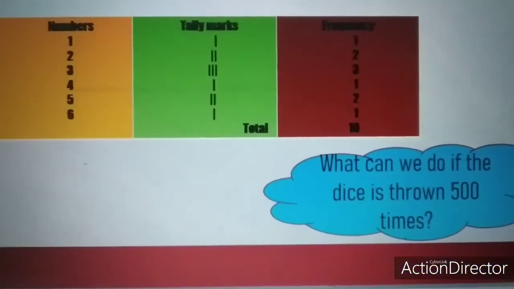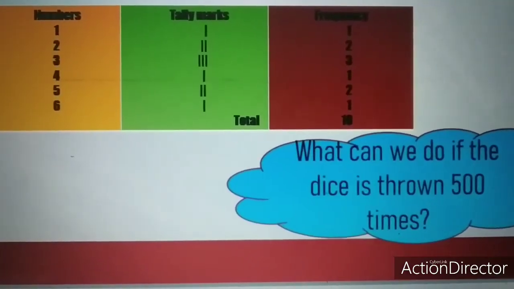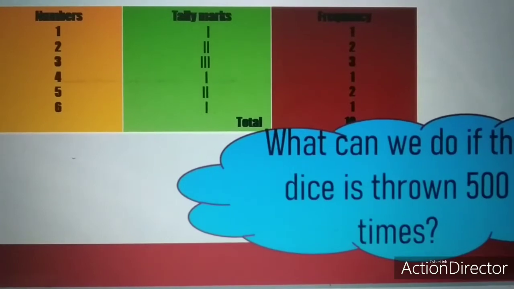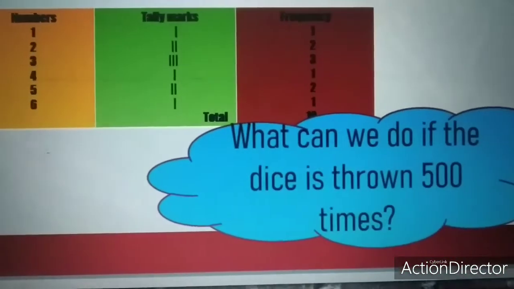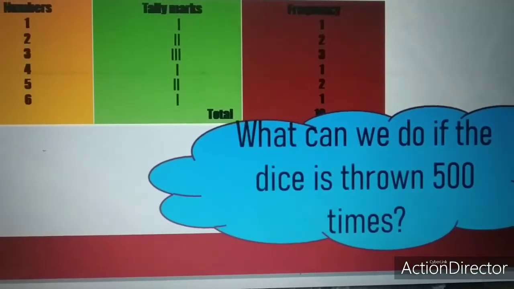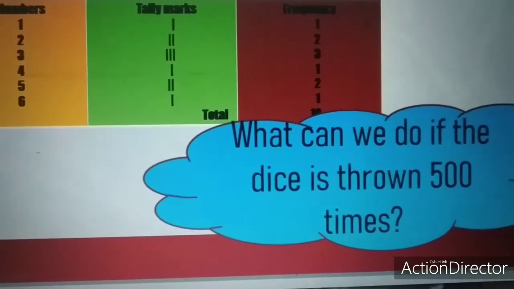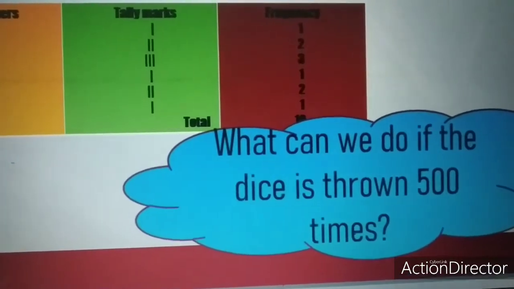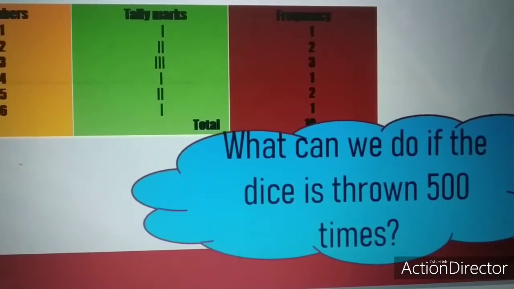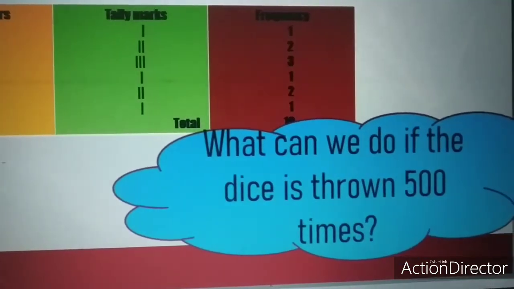But understand the scenario when the die is thrown 500 times. Is it easy for you to make the frequency distribution table? No, it's very tedious. Under such circumstances, it is better to group the data. Let us now understand what we mean by a grouped frequency distribution table.